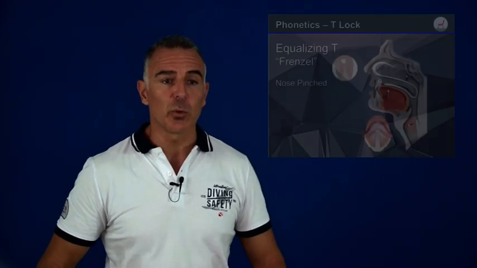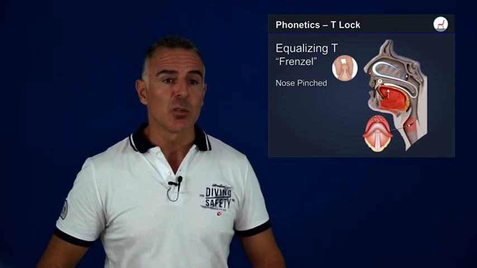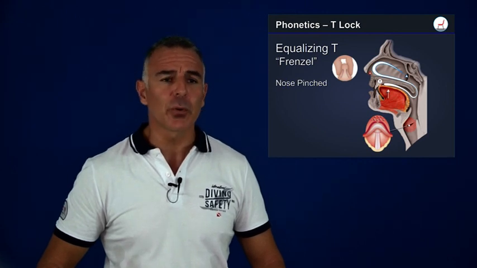The next step to arrive at the real equalization is going to be performing the spelling of the T Frenzel without the sound. So just stopping a little bit before making the sound. That is going to be this.